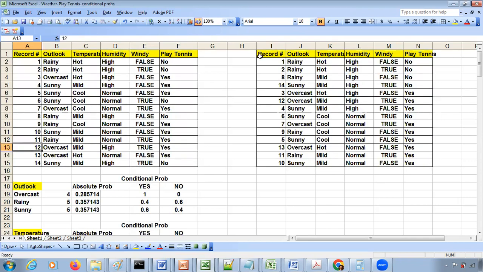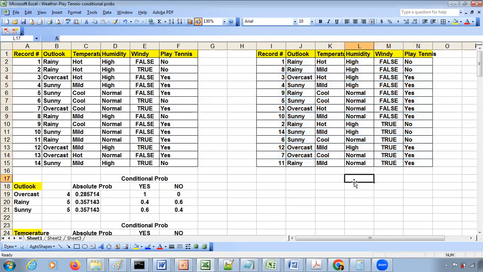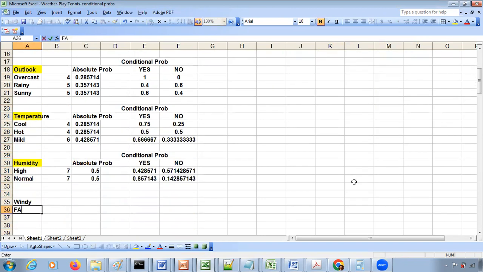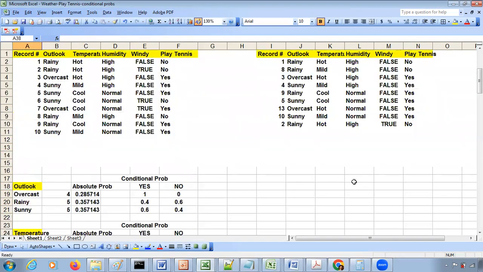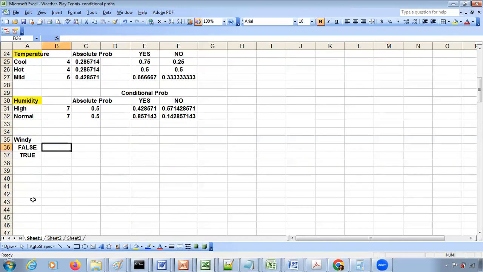So if we sort the records based on windy, we're going to have true and false as the 2 values. Let's go with false and true as they occur here. And we have 8 false records and 6 true records. So 8 false and 6 true.